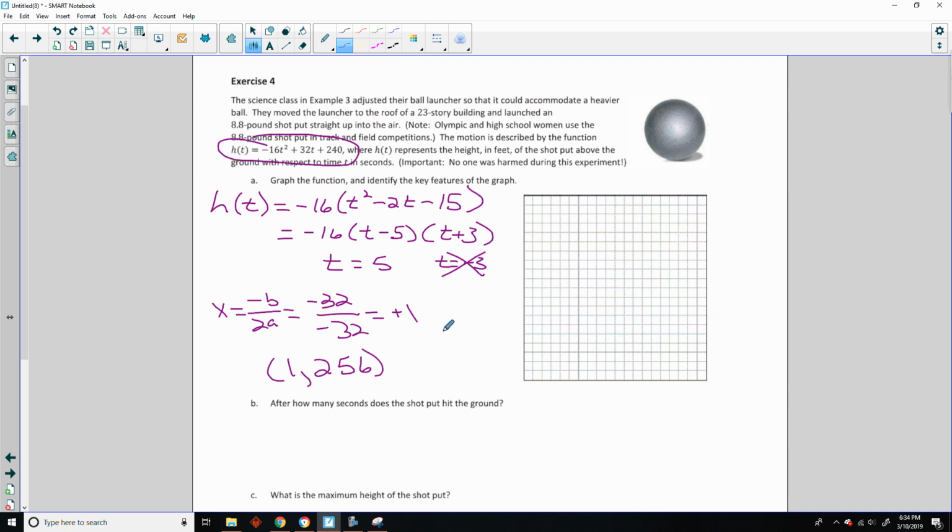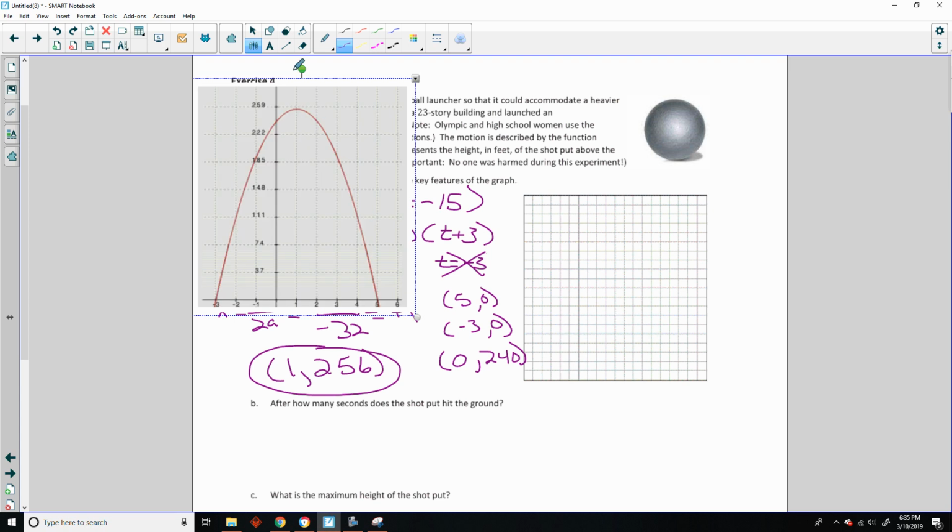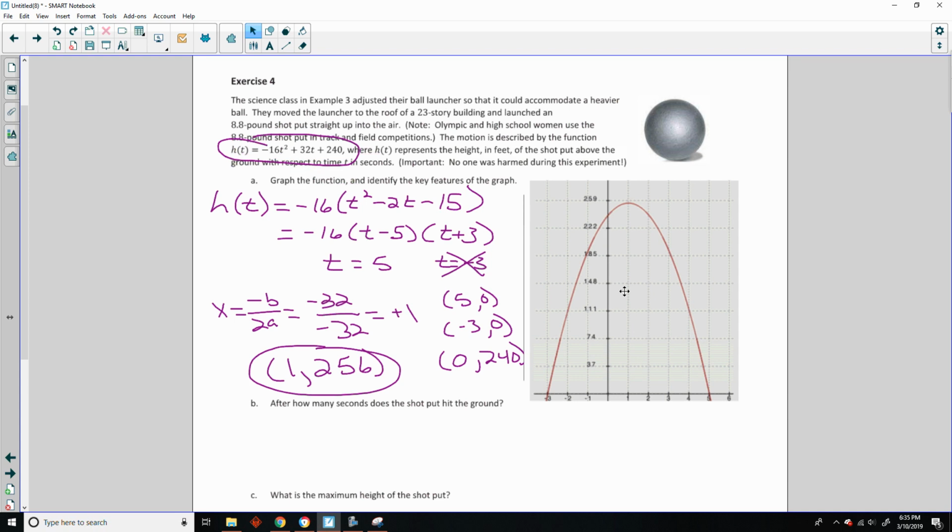The t-intercepts are 5, comma, 0, and negative 3, comma, 0. Those are my two intercepts, and my y-intercept is the constant 0, 240. Okay, so those are all the key features: the vertex, the y-intercept, and the two x-intercepts. So when I graph this, it would look like this. Okay, much easier for me to do this than it is to graph it the way it was before. So negative 3, 0 is here, 5, 0 is here, 0, 240 is right here, 1, 256 is right here. And there's the graph of our parabola.